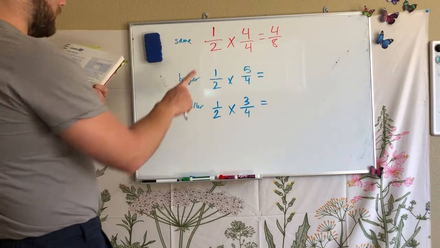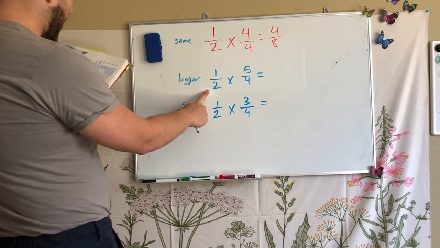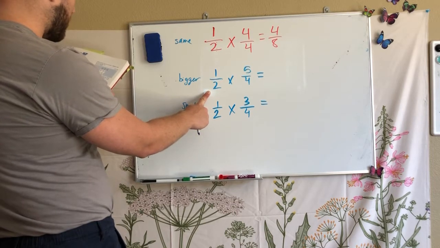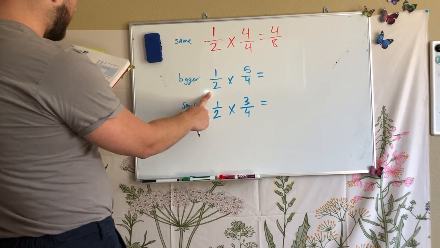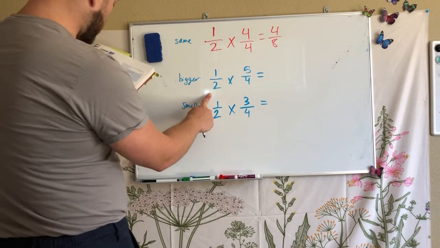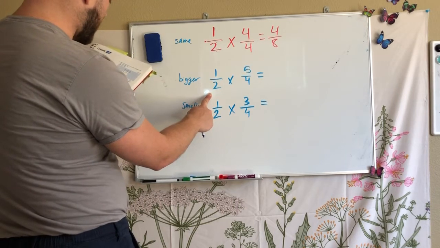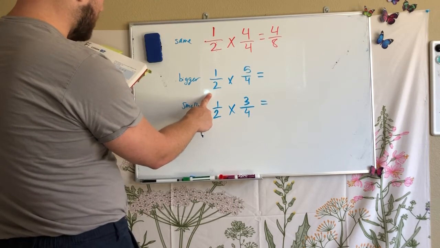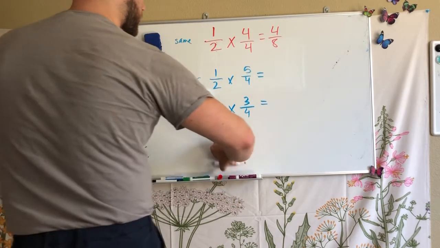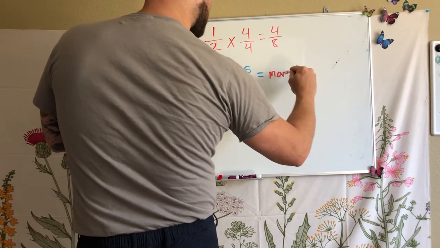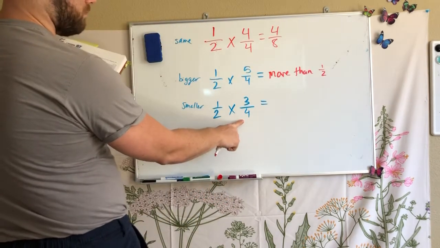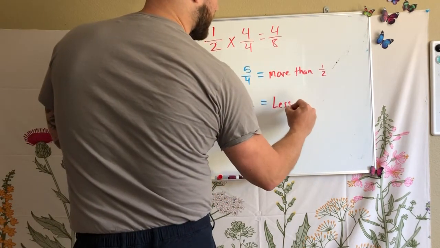So, read this problem. 1/2 times 5/4. What fraction do we multiply 1/2 by? 5/4. Is 5/4 more than 1 or less than 1? More than 1. So do we end up with more than half or less than half? More than half. So I'll write here, more than half. This one we're going to end up with less than half.